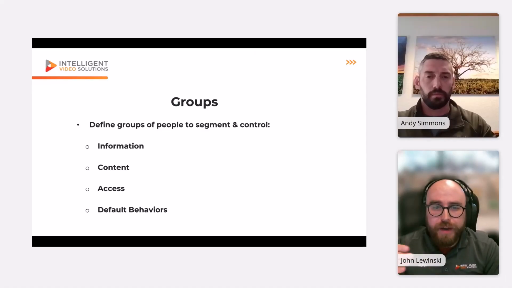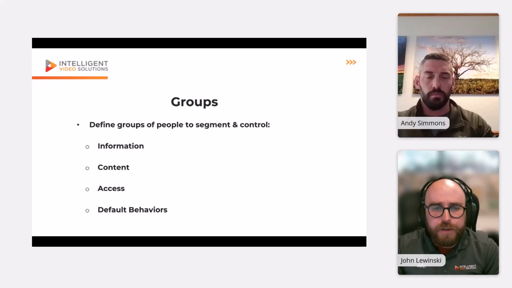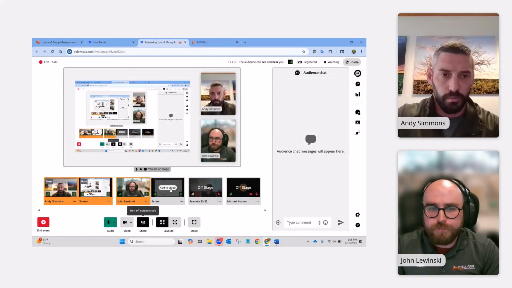A group is just a way to define or segment various components of control, such as the information that you're interacting with, the content, like the video content that you're working with, the level of access that you have to those permissions that Andy was just talking about, and then some of the default behaviors as well. Andy, if you want to go ahead and share my screen here, I could talk about each of those just a little bit more as well.